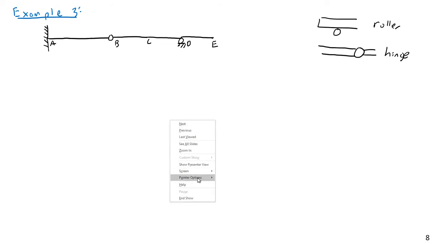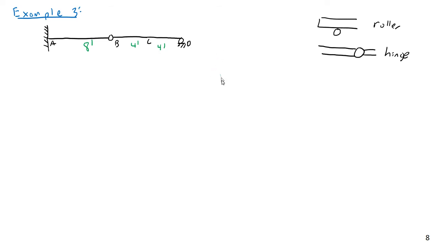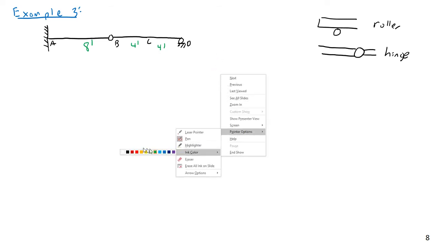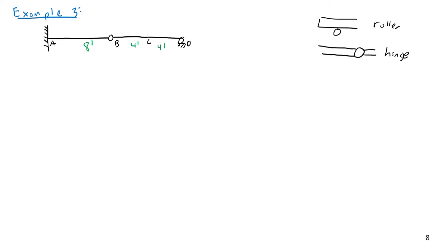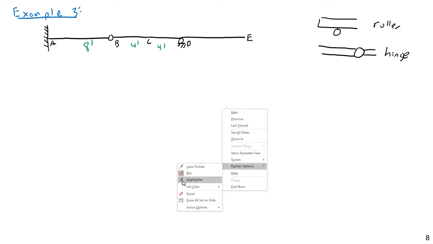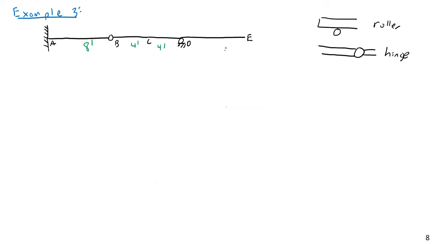Now I want to show the loading on here. Actually, first maybe I'll get the dimensions. The dimension from A to B will be 8 feet. This is, of course, not to scale. And then 4 feet. You know what? I'll do a little better at making this to scale. I'm going to make this a little bit longer, just for semi-accuracy's sake. I never try to make these to scale, but let's make this a little bit better. And then this is going to be 8 feet out here from D to E. Now we're going to have some interesting loading.